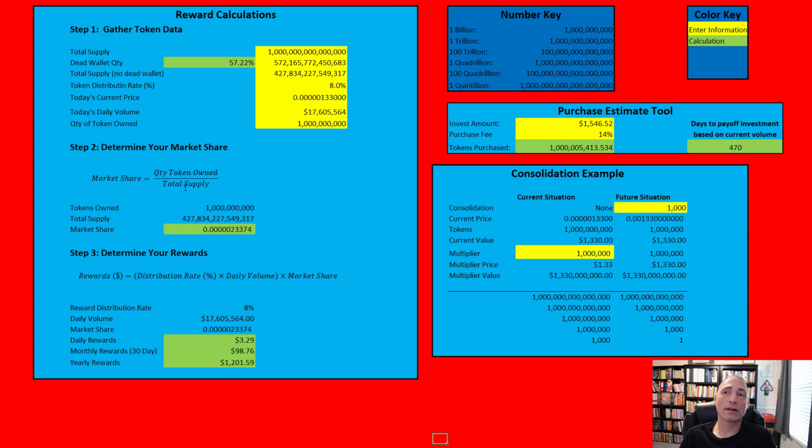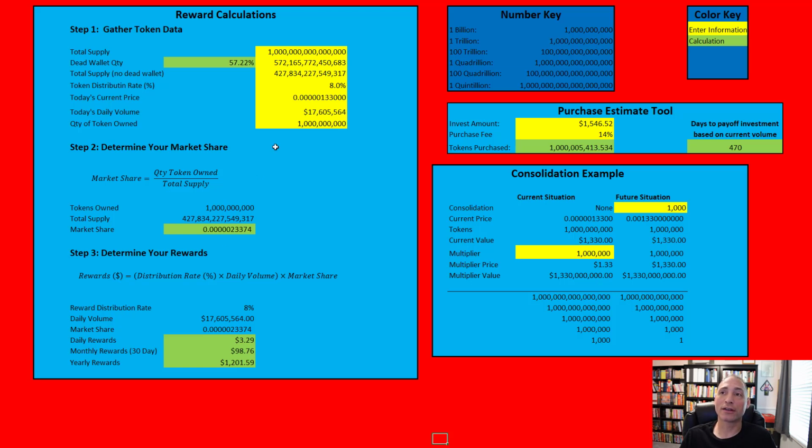Market share equals quantity of tokens owned divided by total supply. So all we're trying to figure out is how much of the market you own personally. And again, it's going to pull down whatever number I put here, and then it's going to pull down the total without all those excluded. So 427 trillion. So this is your market share, and you need that to go to the next portion, which is the actual rewards calculation.